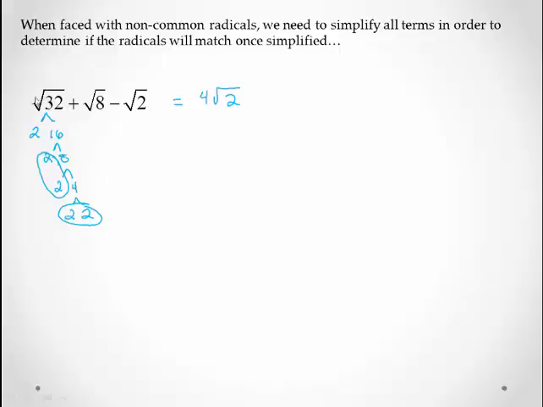Again, if you recognize that 16 was a perfect square, you could have stopped right here. Now 8 is 2 times 4, and 4 is a perfect square. Square root of 4 is 2, and I have a 2 left over. And then minus that radical 2. And see, now they all match. I can get them to go together. 4 plus 2 is 6. Minus 1, don't forget there's like an invisible 1 right there, gives me 5 root 2.